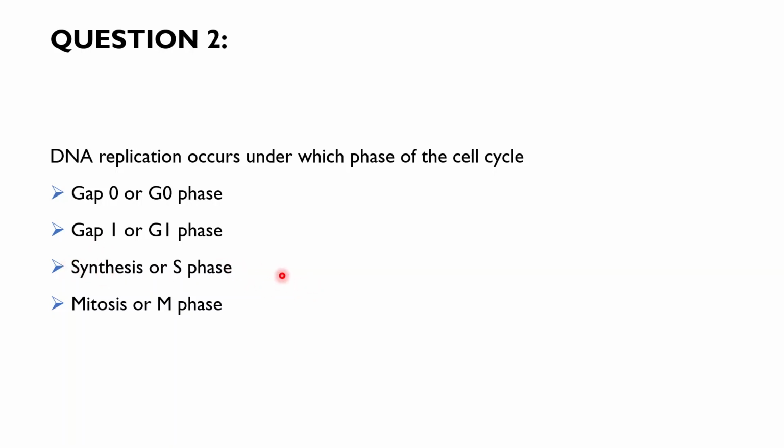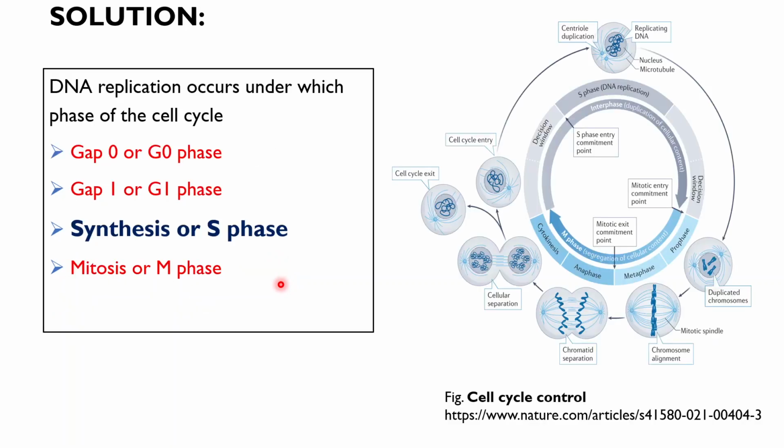We have already discussed in the previous question and in the previous slides the G0 phase, the G1 phase, and the M phase. The S phase is the phase where DNA synthesis or DNA replication takes place. So DNA replication occurs under which phase of the cell cycle? It is the synthesis phase or the S phase. Okay, now we'll move on to the next question.